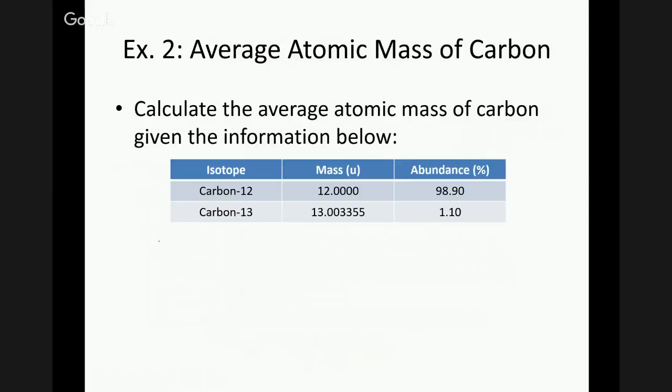All right, and what we say is that the average atomic mass of carbon is going to be the mass of the first one, and I'm going to call it carbon 12. So carbon 12, right here, we're going to multiply its mass by its abundance. And then we're going to add that to the same calculation for the second isotope.